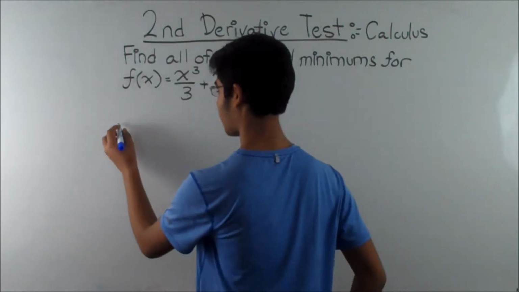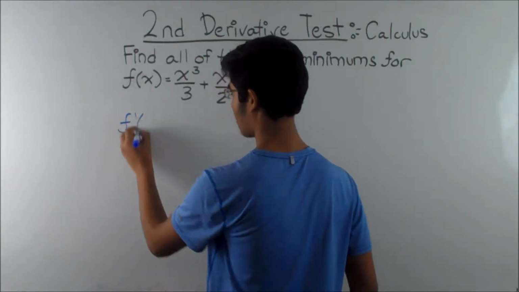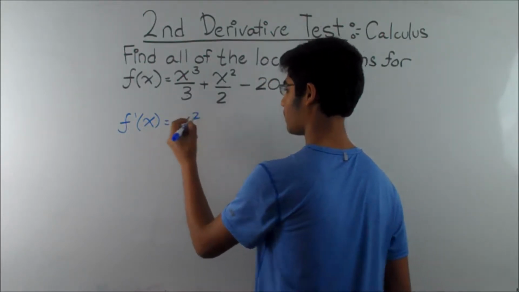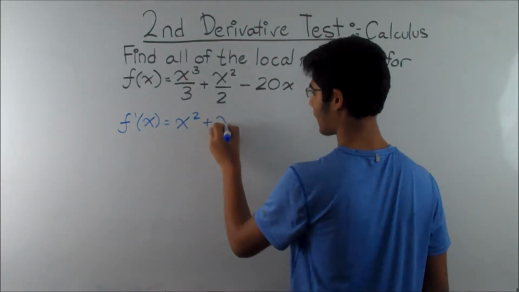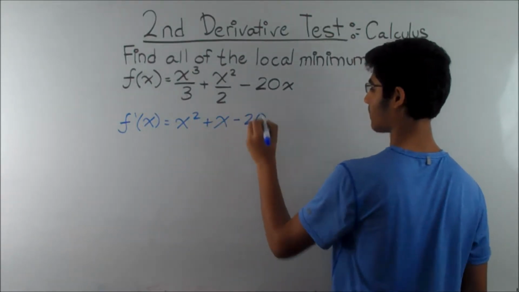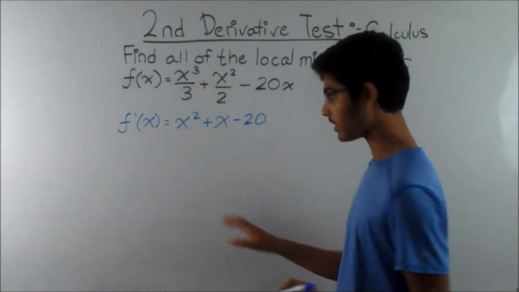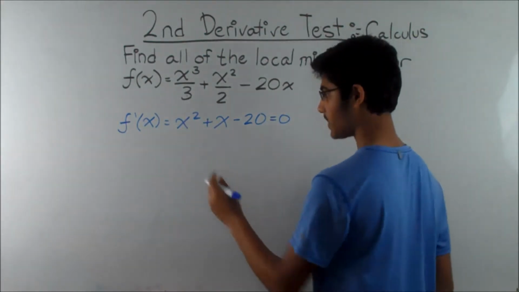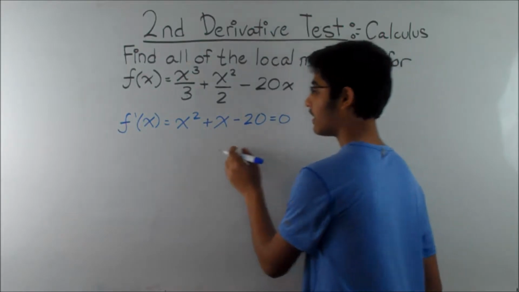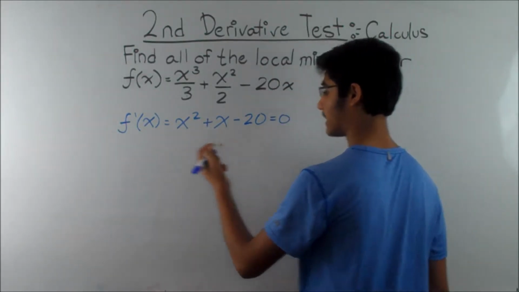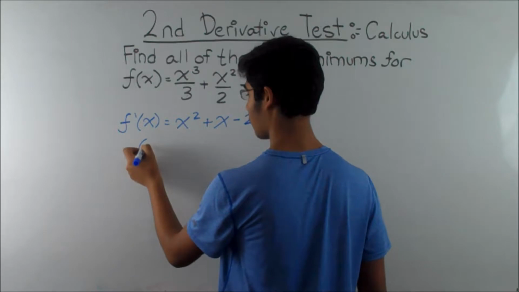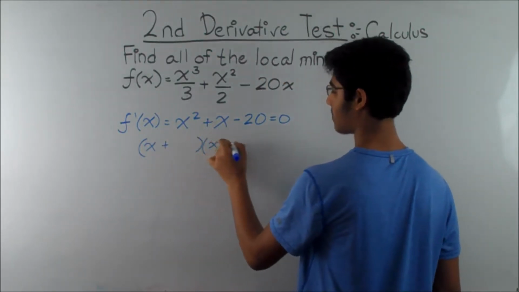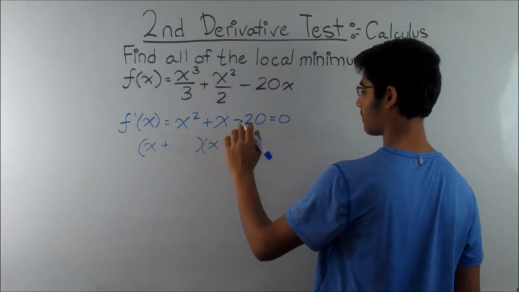So let's first take the first derivative. So f prime of x is equal to x squared, using the power rule, plus x minus 20. So now we have to set this equal to 0 and solve for what x would be. So we know that this is a trinomial. It's a quadratic trinomial, so it's a product of two binomials. So one's x plus something, and the other one has to be x minus something, because this is a plus and this is a minus.